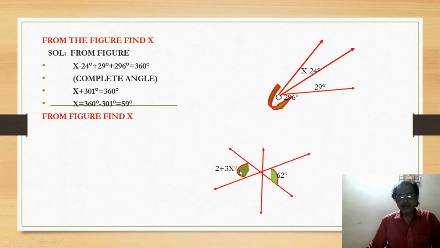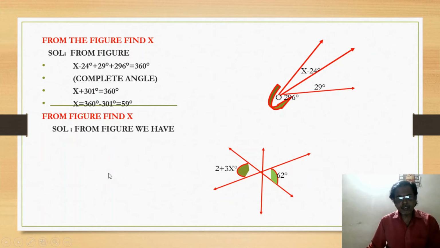Okay, in this figure, we again have 3 lines intersecting at a point, but here mainly observe these 2 lines. These 2 lines are again making what type of angles? Yes, vertical opposite angles. So here 2 plus 3x degrees and 62 degrees. From those vertical opposite angles, we have to find x degrees.